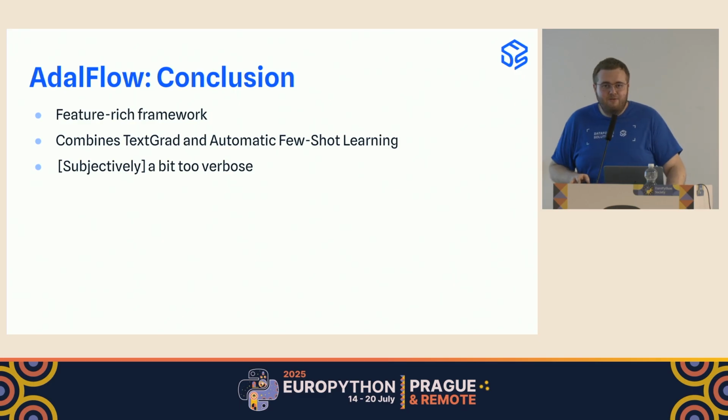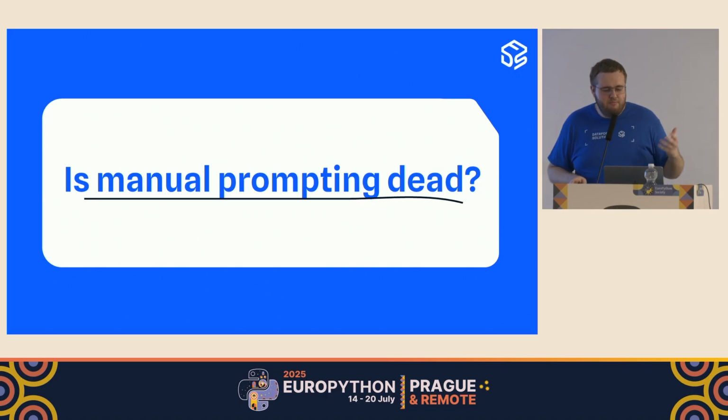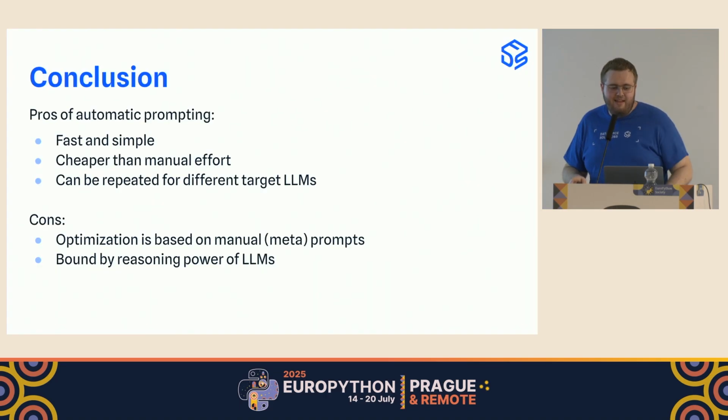Now we are done with the frameworks, and we can go back to our initial question: is manual prompting dead? And as always, the answer is not that obvious. Without any doubts, automatic prompt optimization brings many benefits. It is fast, it's simple, and in many, if not most cases, it's still cheaper than manual effort. Additionally, this optimization procedure can be easily repeated in case the target LLM changes.